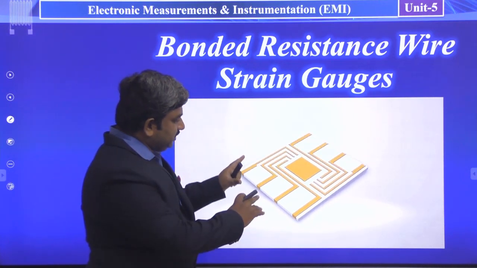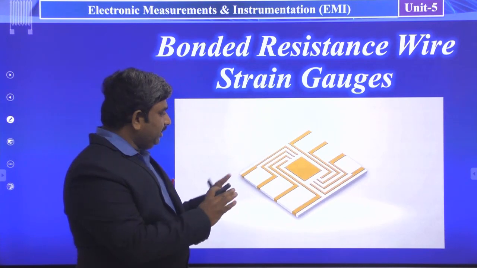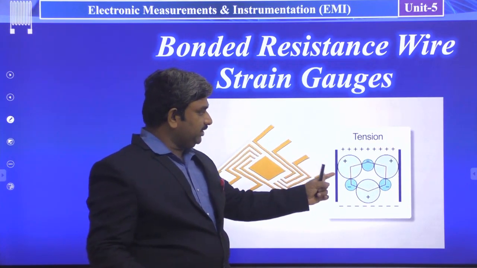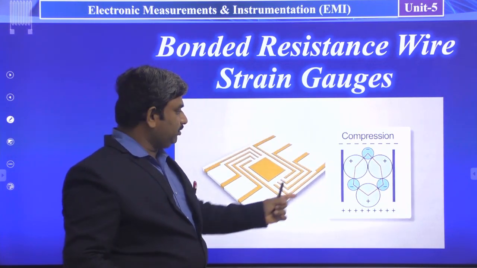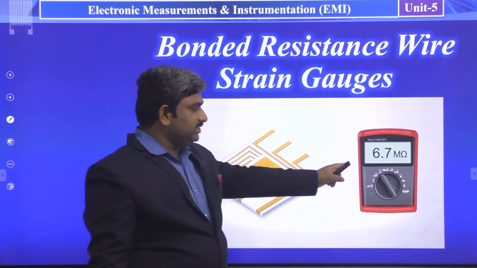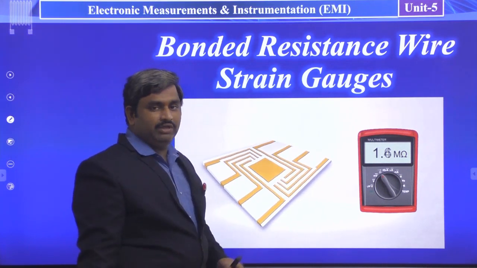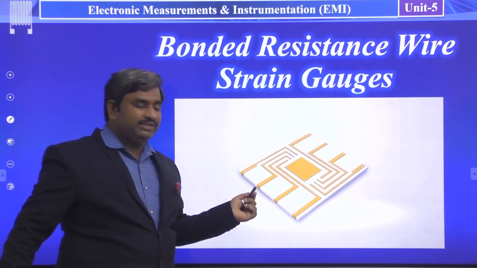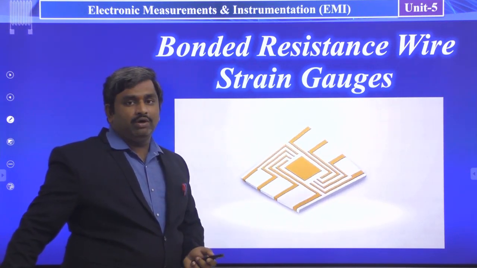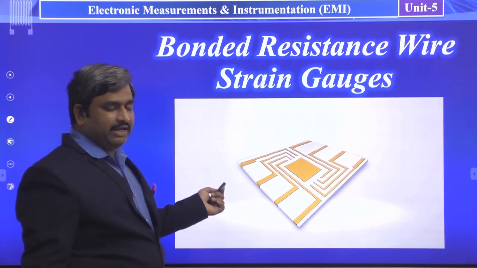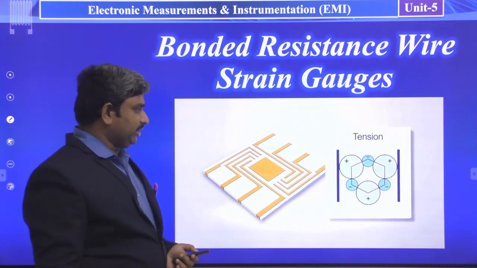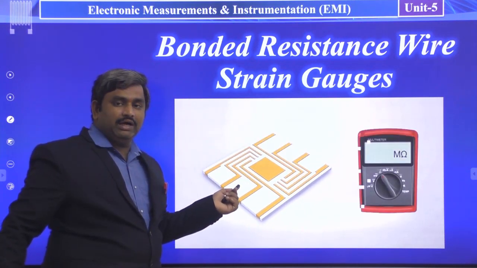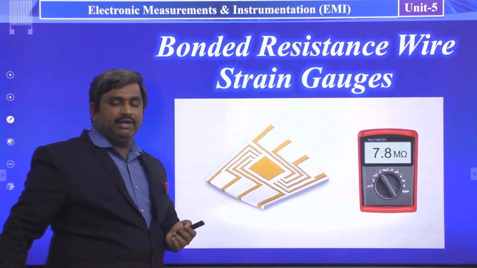See here, the material is bending in four directions. When there is no stress, and when there is tension, what happened here? You can see clearly, and you can measure the resistance variations when this type of resistive strain gauge is varying. So this is an example of a bonded type wire strain gauge. Here we have to define the gauge factor of this material.